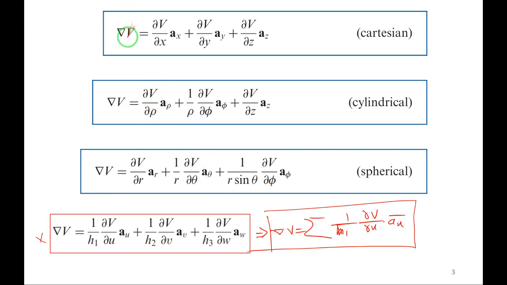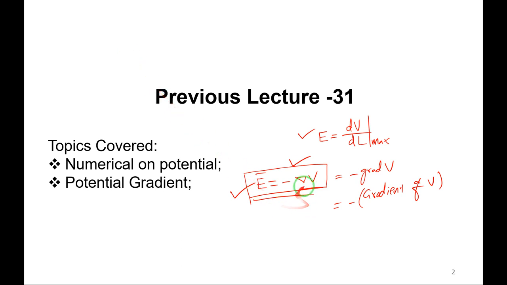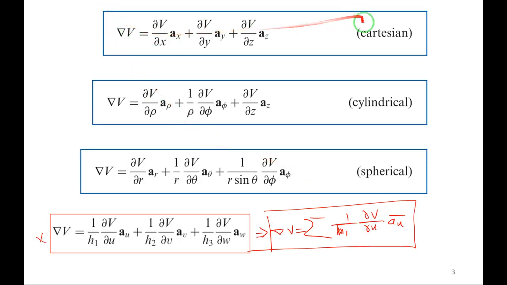Just observe here, del V. We know the relationship E equal to minus del V; you should not leave out the minus. Only we are talking about the gradient operator del V. So what is del V in the Cartesian coordinate system? It is nothing but dou V by dou x into Ax, plus dou V by dou y into Ay, plus dou V by dou z into Az.